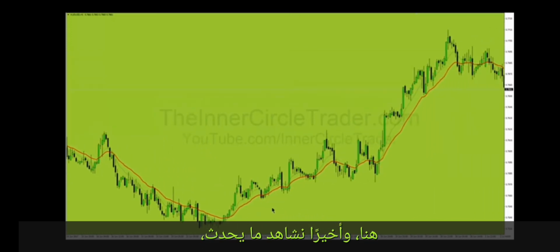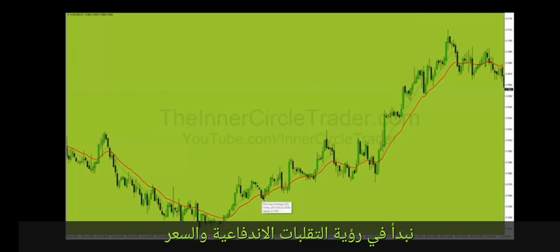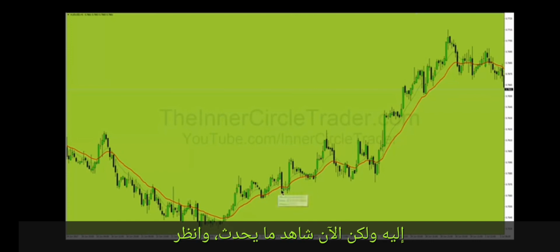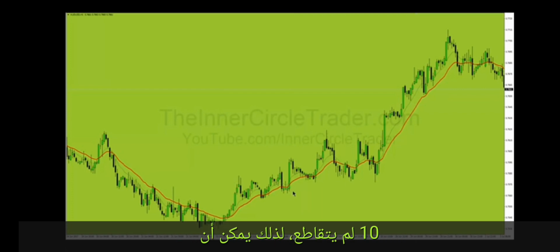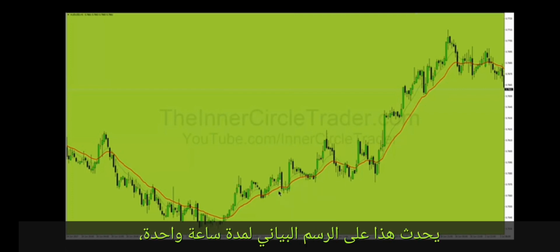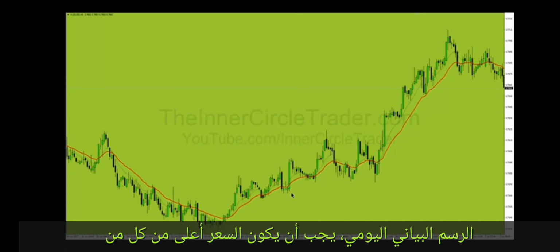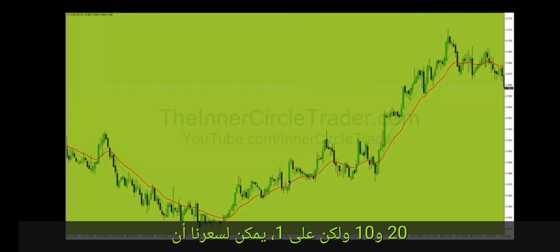And finally, watch what happens. We start seeing impulse swings and price moves away from the red line, comes back to it. But now watch what happens. We have the price dip below the 20, but the 10 has not crossed over. So this can happen on the 1 hour chart. Do not do this when it does it on the daily chart. Price has to be above both the 20 and 10.